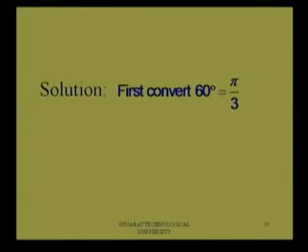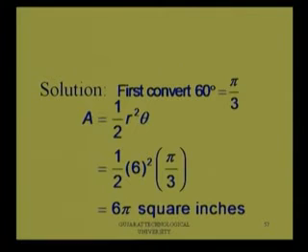Our first job is to convert the given angle into radian, so it will be pi by 3. The formula to find the area of a sector is 1 by 2 r square theta, and the radius is 6. So 1 by 2 into 6 square into pi by 3 gives 6 pi square inches.